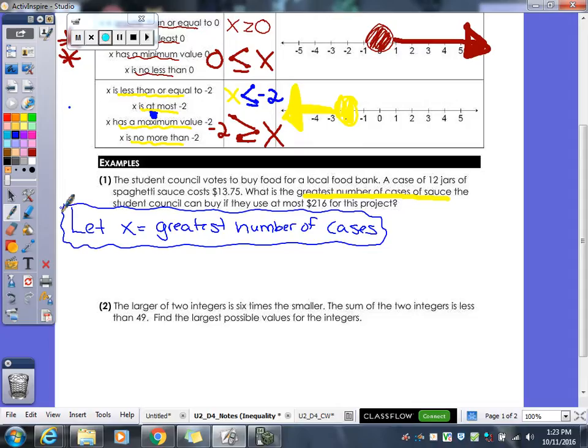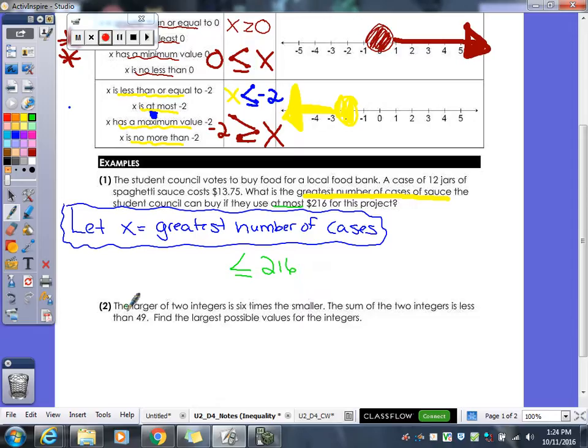The student council can buy, if they use at most $216 for this project. Okay. At most. Again, in your mind, you're going to think most means more, but that little word at is going to change it to less than or equal to 216. I cannot spend $216.04. I cannot spend $260.52. It's got to be less than or equal to 216 at most. That's all I got in my pocket. If it goes over 216, I got to take some back. Okay? Does everyone see that? Less than or equal to? So that side's taken care of.